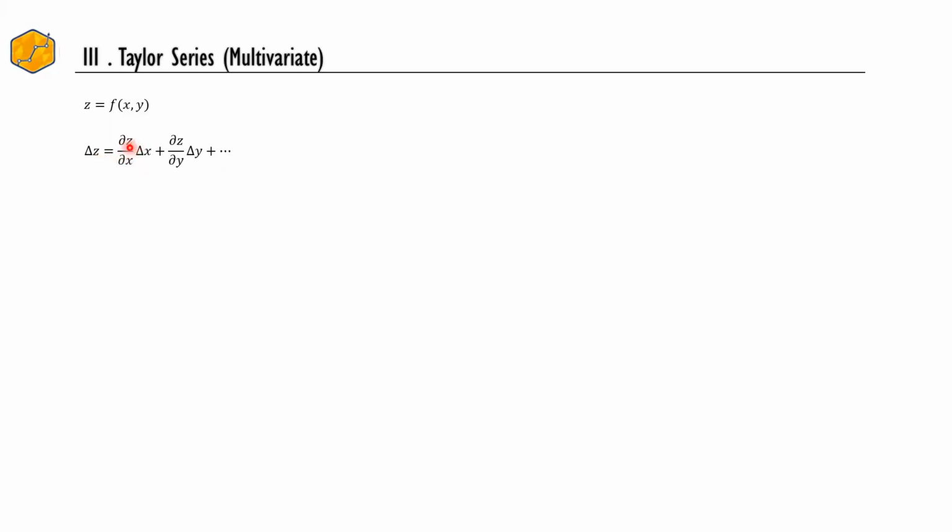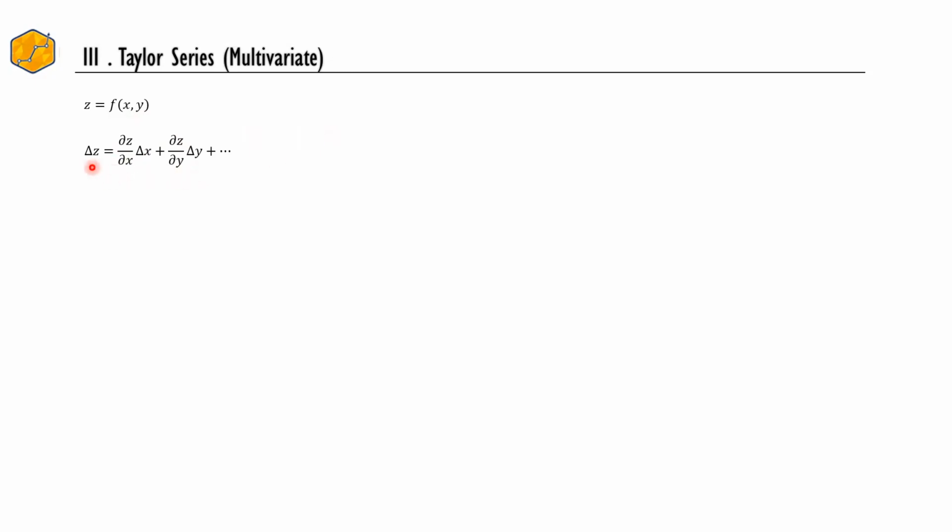Now there are two things to note. One is D has been replaced by del. Okay, del is called partial derivative. D is called ordinary derivative. Del is called partial derivative. What's the difference? The difference is very simple. When you are taking the partial derivative of Z with respect to X, treat all other variables as constant. That's all. There is nothing else in partial derivative.